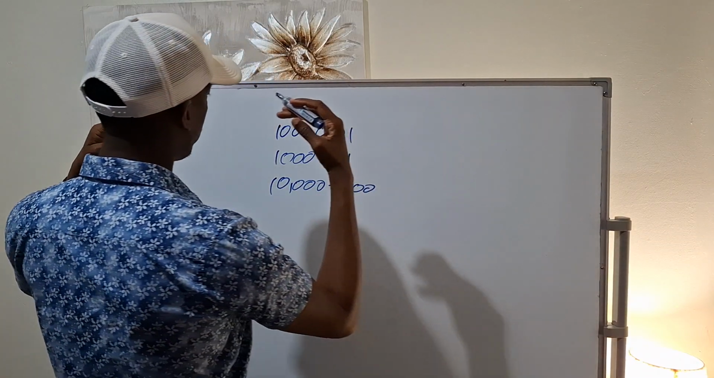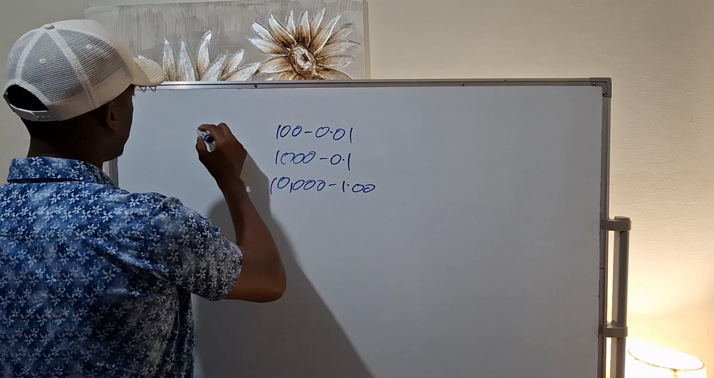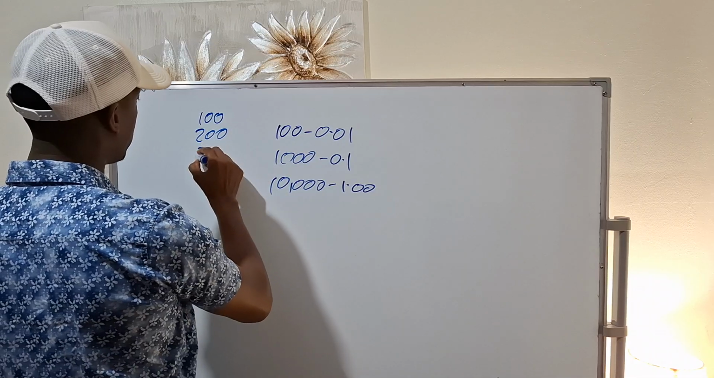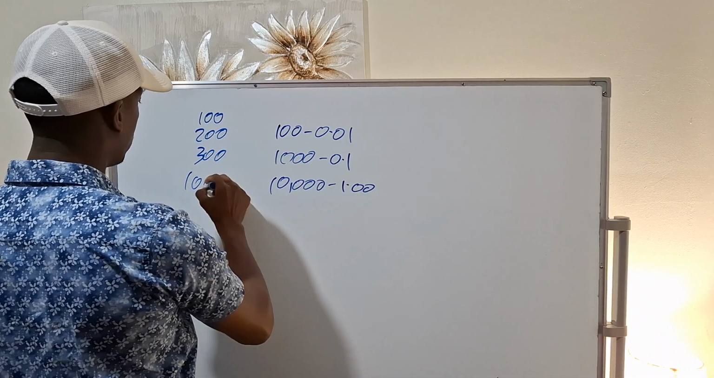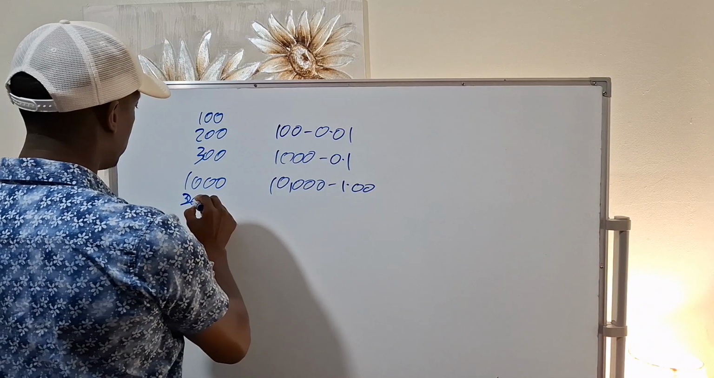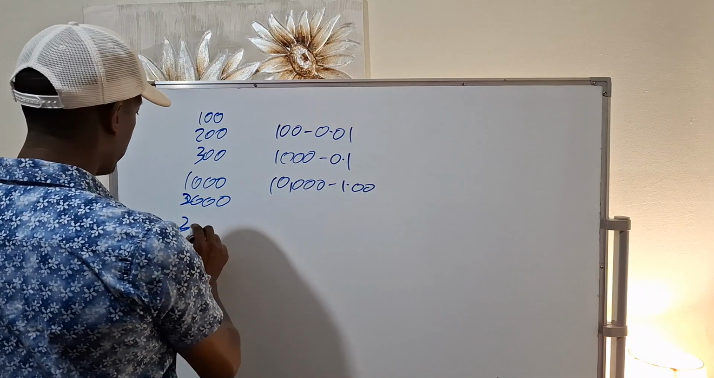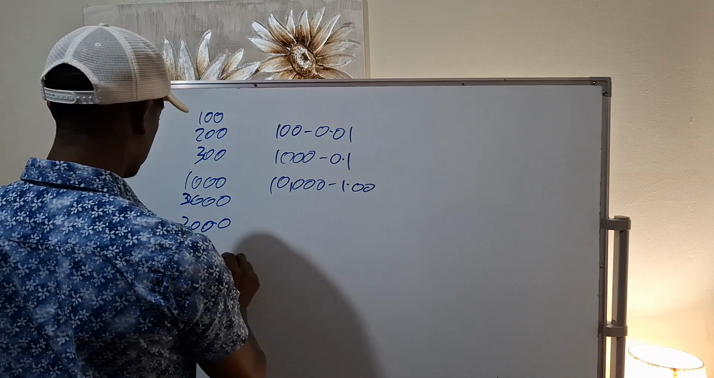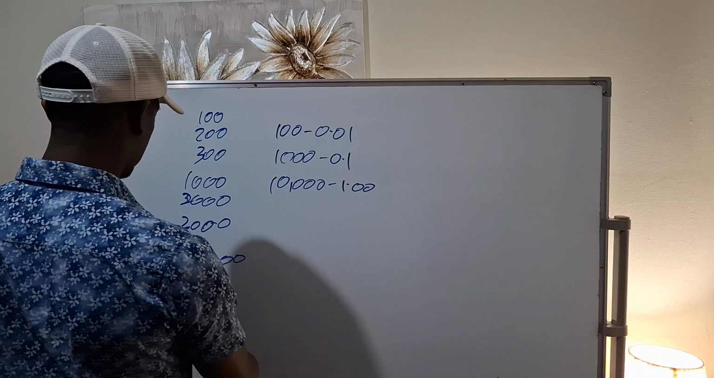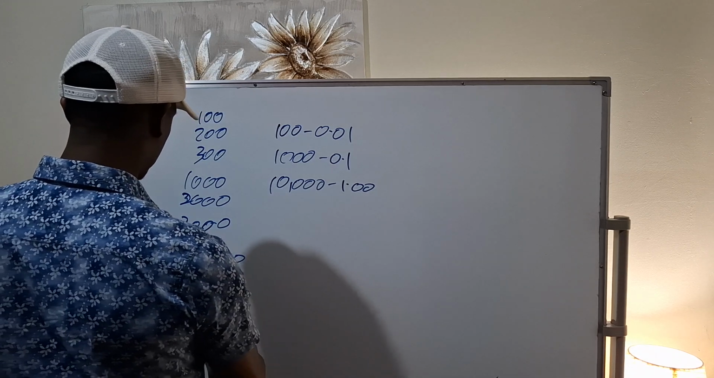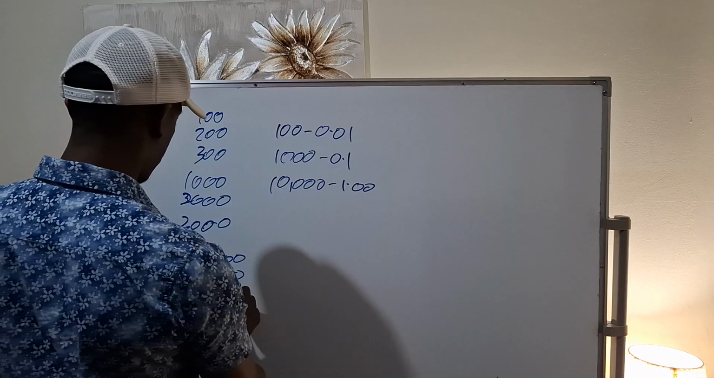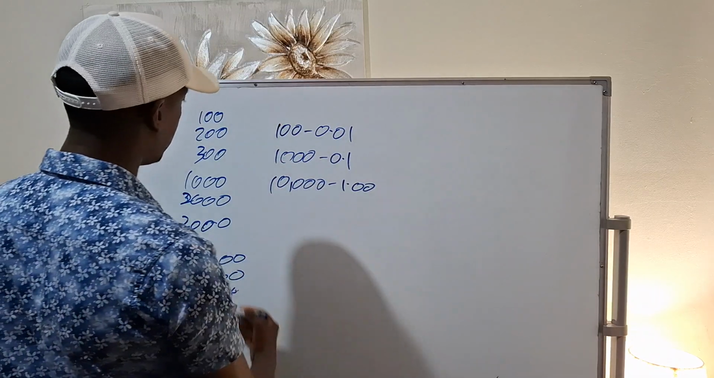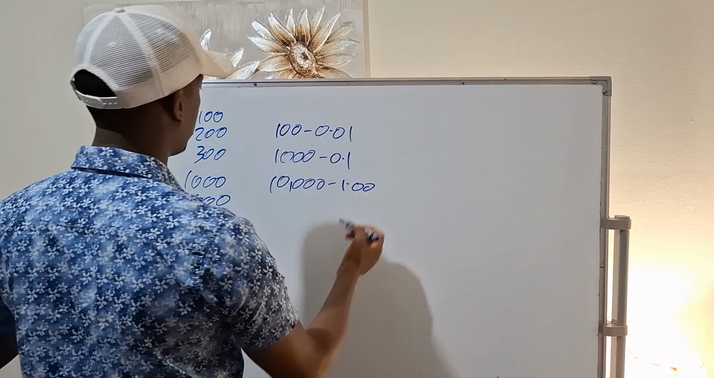Okay, so they were told that once the trading account is increasing, 100, 200, 300, 1,000, 2,000, 3,000, 10,000, 20,000, 30,000, once the account is increasing, increase the lot size.